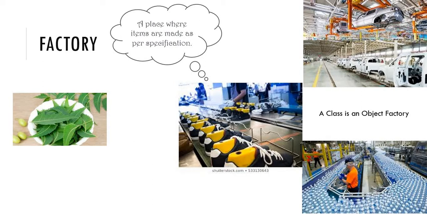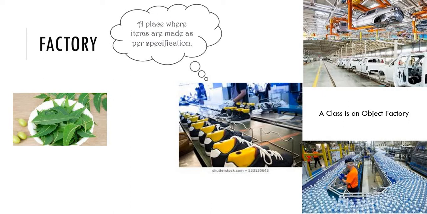Same is with the car. When you see that these cars are being made, do you think these cars are going to differ from one another? No, no. The production is going on and on as per the specification mentioned. So the specification mentioned is the class, and these are objects of the class car.